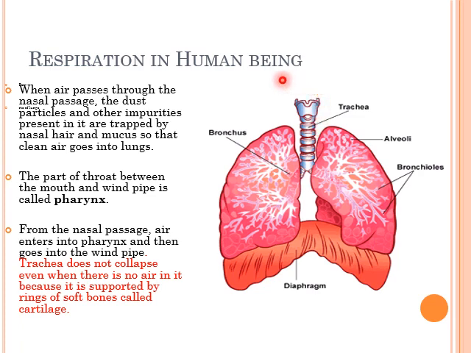When we have to give out carbon dioxide, the diaphragm comes back to its position, and this alveolus which is present here gives out carbon dioxide. It comes to this bronchus, trachea, and then exhalation is done.